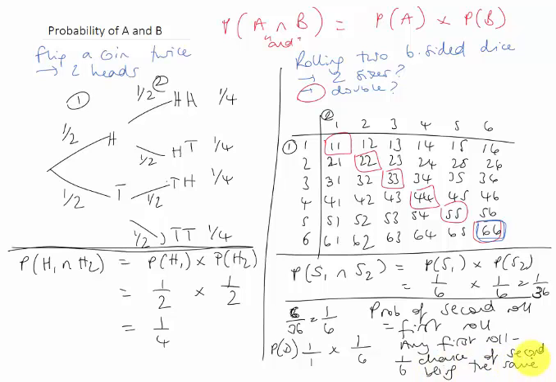So my main point here is that we've got an and, then we multiply the different probabilities together, and I've shown you that a couple of different ways.